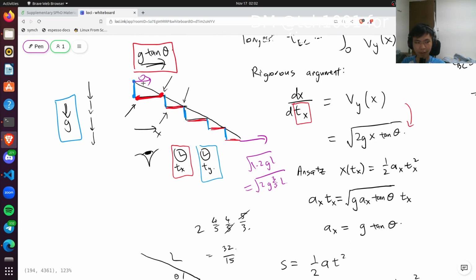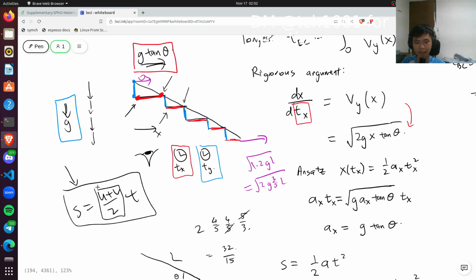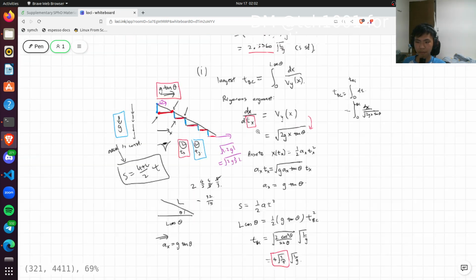And then maybe you're wondering, why is the average horizontal speed justified? The answer is that it's justified because we have s equals u plus v over 2 times t, one of the Suvat equations, except that remember, to use average speed you need to make sure the acceleration is constant. If acceleration is not constant, then you cannot do this. It turns out the horizontal acceleration is in fact constant, so you can use s equals u plus v over 2 t.